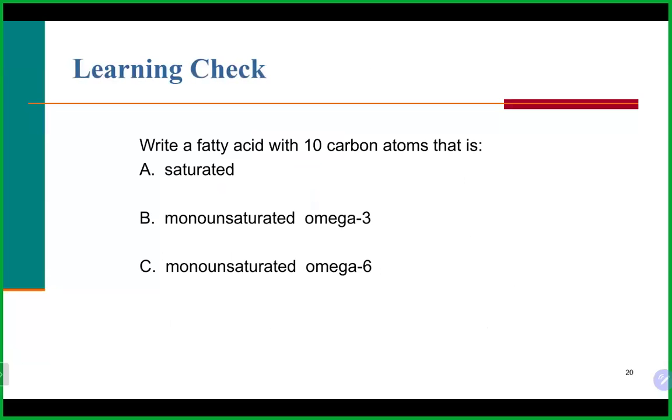So if we wanted to write fatty acids with 10 carbons that are saturated, monounsaturated omega-3, and monounsaturated omega-6, you could just start with your typical line structure. Count the right number of carbons: 1, 2, 3, 4, 5, 6, 7, 8, 9, 10. Did I get that right? 1, 2, 3, 4, 5, 6, 7, 8, 9, and 10. Since this is going to be a fatty acid, I'll do my carboxylic acid like that. So now I should still have 10, I hope.